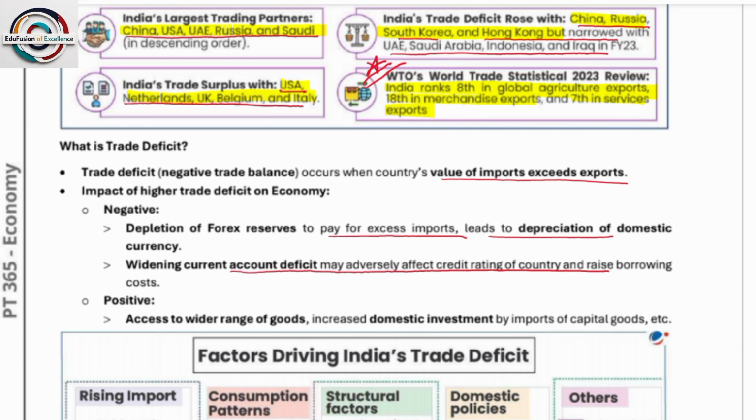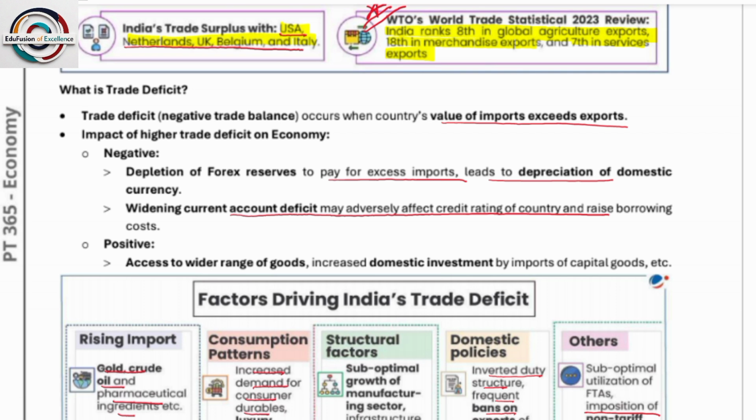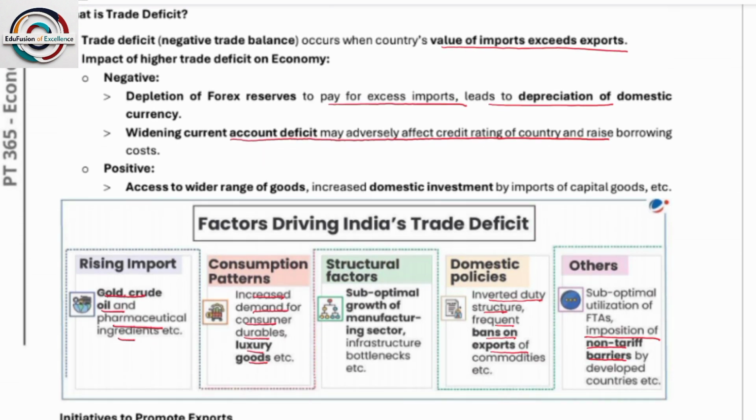Next is what is trade deficit. I said when the value of imports exceeds exports, only then trade deficit happens. So what is the impact of trade deficit? If there is a maximum import, obviously there will be depletion of foreign exchange or foreign reserves. A widening current account deficit means our economy will suffer. And what is the positive? Access to a wide range of goods. Obviously, if we do imports from other countries, then we will have wide access to other goods.